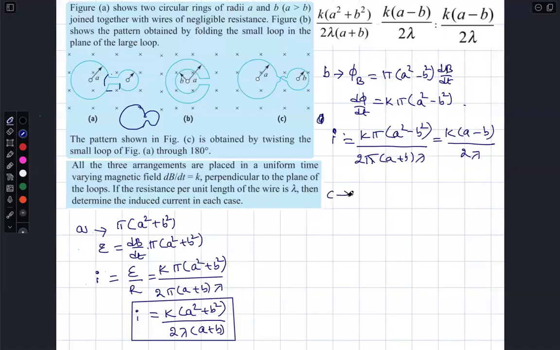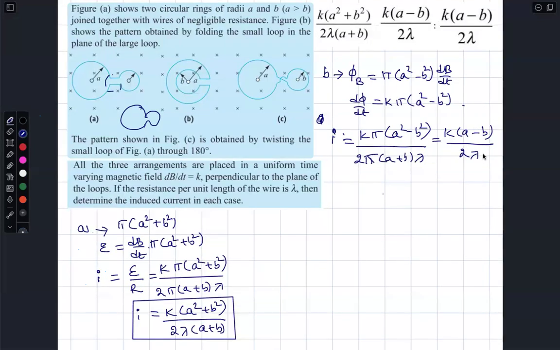Now what about C? Same, I told you, no? So net flux, B and C are copy paste. Same, everything is the same.